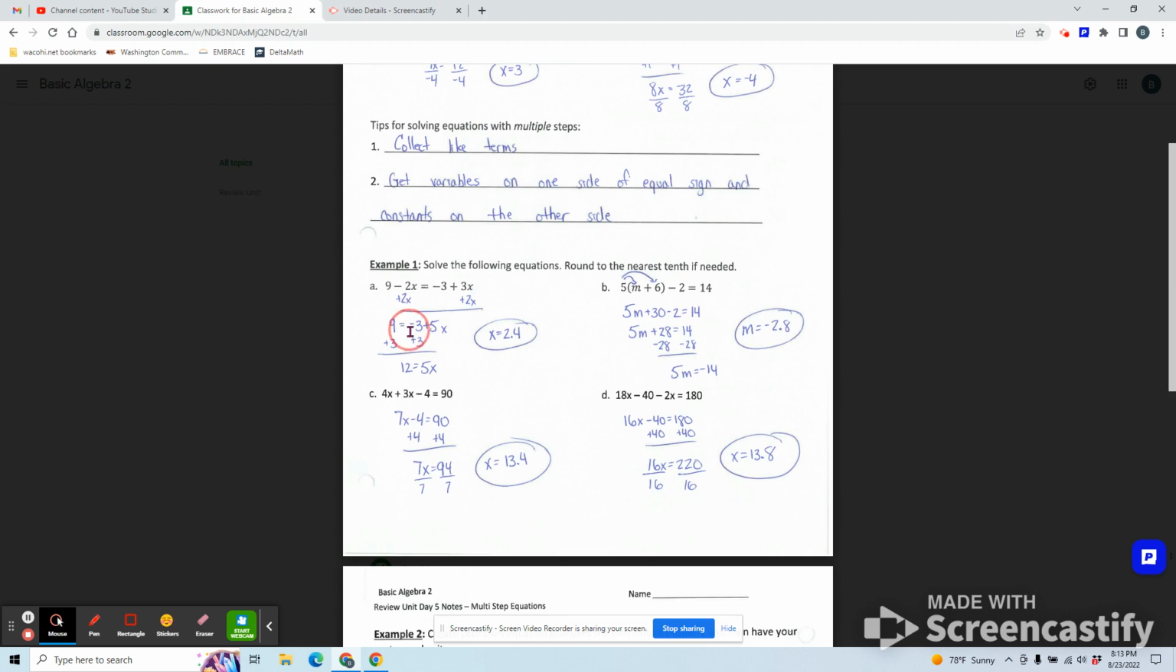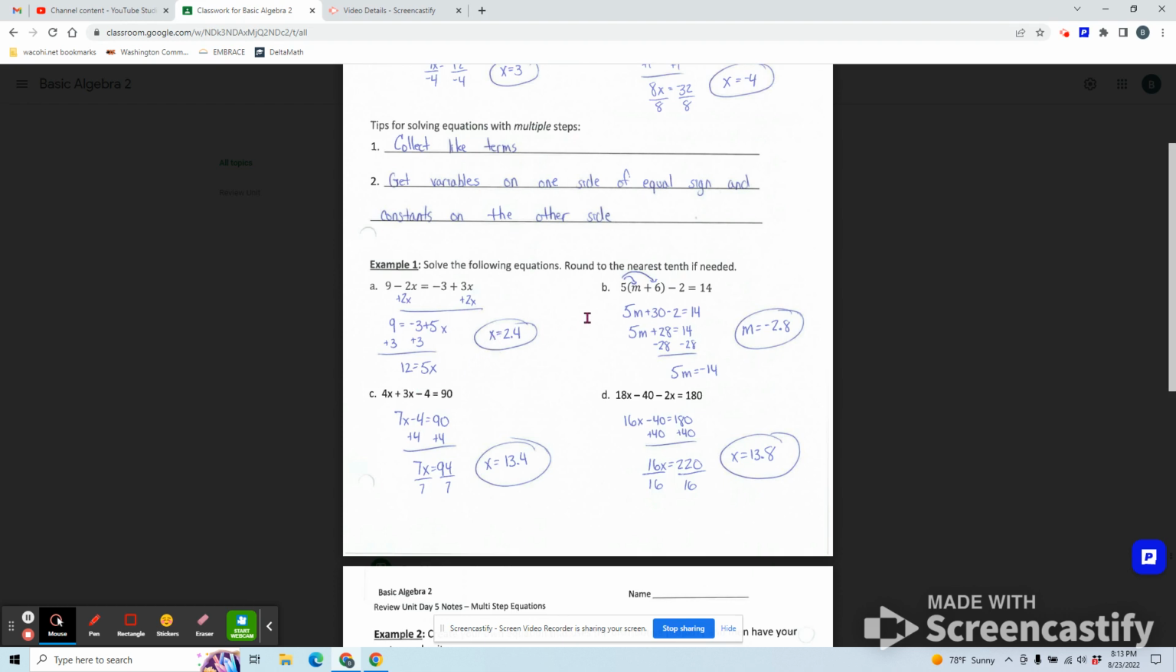And once again, I'm lining up my like terms. Negative 3 and then a positive 3. 9 and then a positive 3. 9 plus 3 gives me 12. These 3's cancel. I'm left with 5x. So now the last step. To undo multiplication, I just divide. So I divide both sides by 5. X is 2.4.